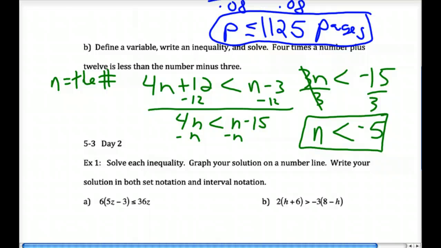Somebody tell the smartboard something smart that you learned today. What do we have to remember? Interval notation is good. Something smarter than that. What about when does the inequality sign flip around? I learned that today: if you divide by a negative number, or multiply by a negative.